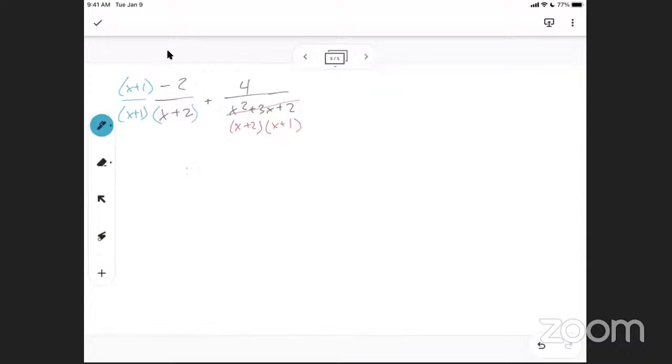Down here, it's going to be negative 2x minus 2. I distributed. Plus 4. Did I have to add anything to this 4, or multiply anything by that 4? No, I did not. Remember, you're multiplying that negative 2, not subtracting it. That's why you're distributing it. That's why I got negative 2x and negative 2. And my denominator is just x plus 1 and x plus 2.